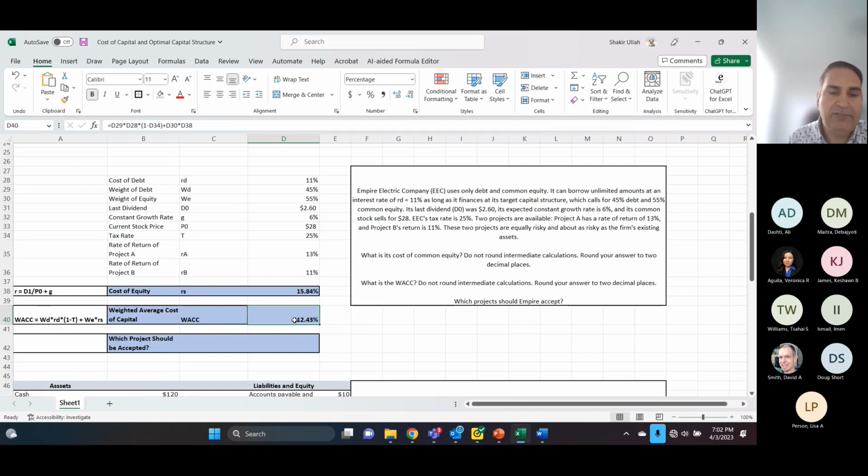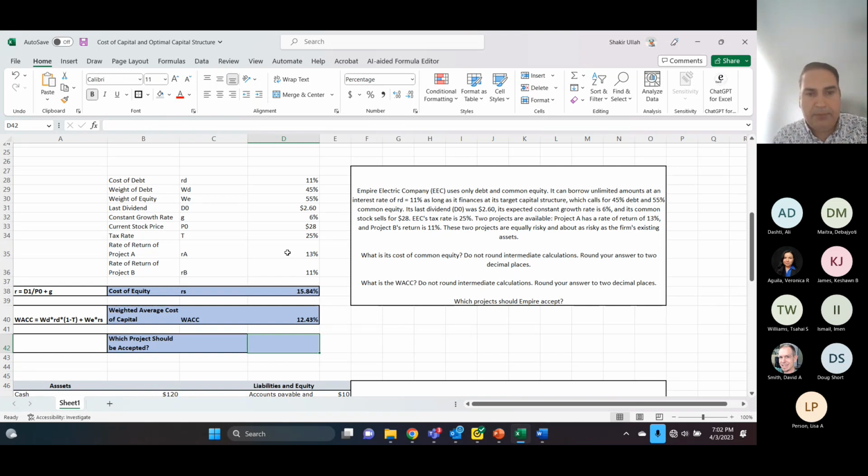12.43%. And when we make investment decisions, when we consider a project for investment, we will look at the project and see if it can give us more than the WACC or not. If it gives us a return which is more than the WACC, weighted average cost of capital, we're going to invest in it. If it gives us less than the WACC, we're not going to invest in it. Now, which project should be accepted?